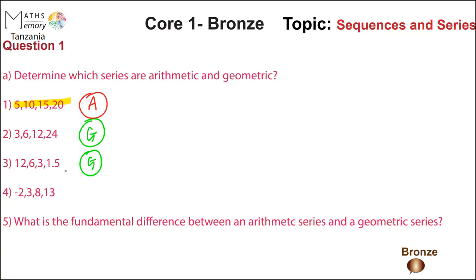Number 4, we're adding 5 each time, so this will be an arithmetic series as well. What is the fundamental difference between an arithmetic and geometric series? Arithmetic tends to add or take away, and geometric tends to multiply by a ratio. It could be above 1 or less than 1. If it's less than 1, it could be division, but we tend to put times 0.something.